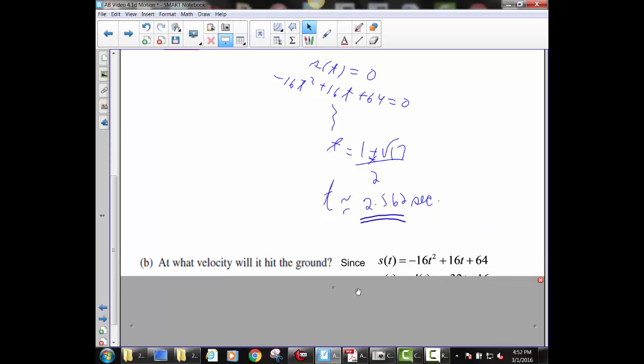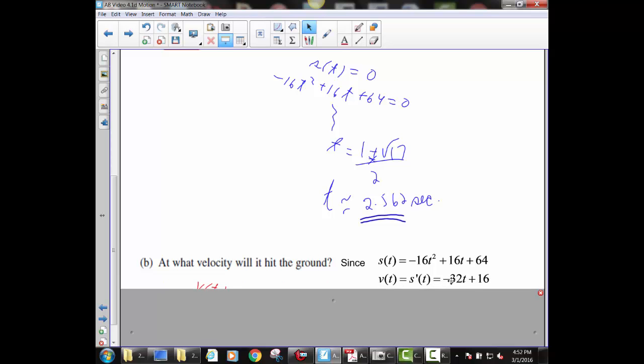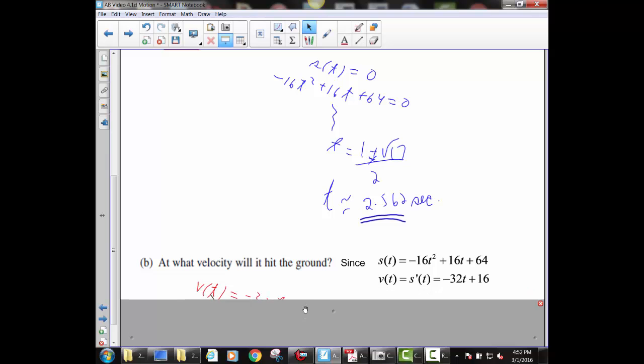The second question is, at what velocity will it hit the ground? We know that the position function is this, so we know the velocity is the derivative of the position function, therefore negative 32t plus 16.